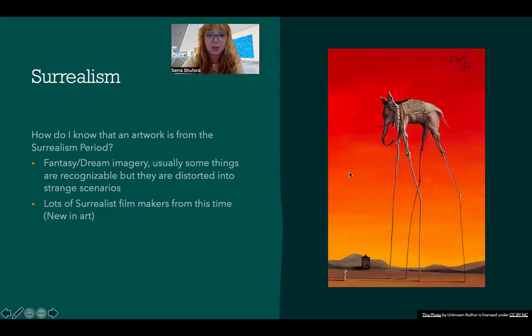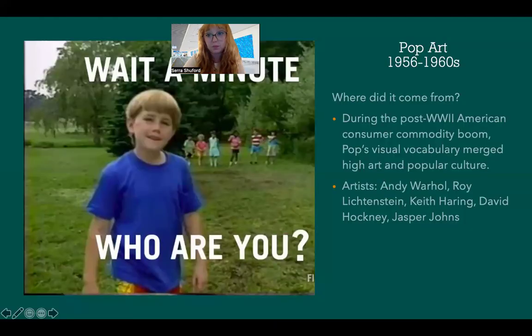And again, lots of film comes from this time period too. It's a very experimental time, but very cool artwork is made from here.